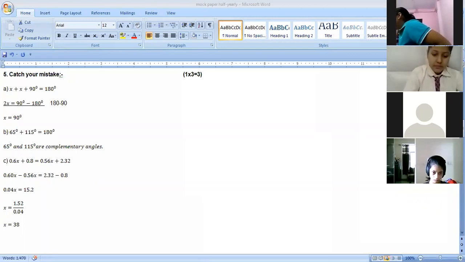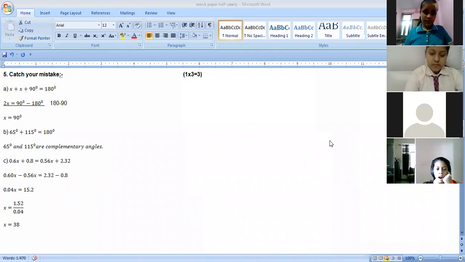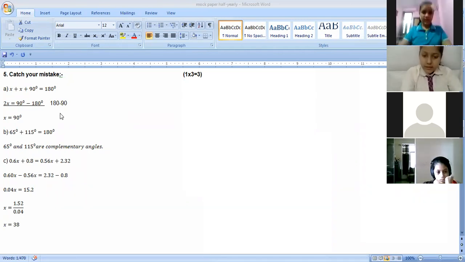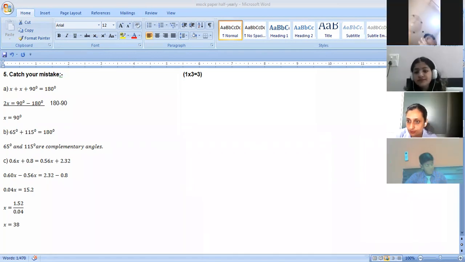Okay? Shivam, is it clear with you? X is equal to 90 degrees already given. Utkarsh Pandey, no, not minus 90. 180 minus 90 will be there. Utkarsh, just check the answer carefully. Shivam, open your camera.